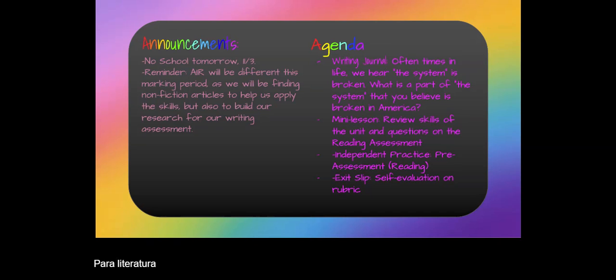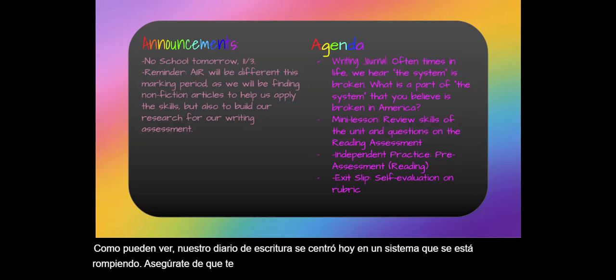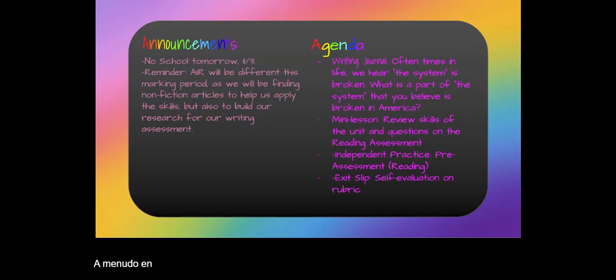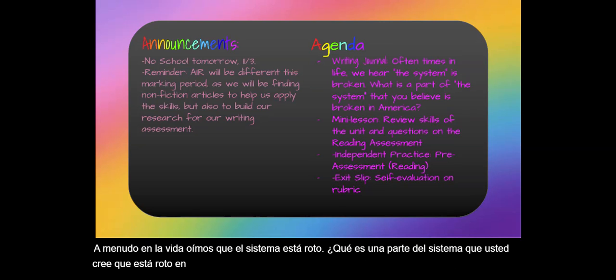As you can see, our writing journal focused today on a system being broken. Make sure that you have gone into your writing journal and answered the following question. Oftentimes in life, we hear the system is broken. What is a part of the system that you believe is broken in America? Be sure to explain your answer.